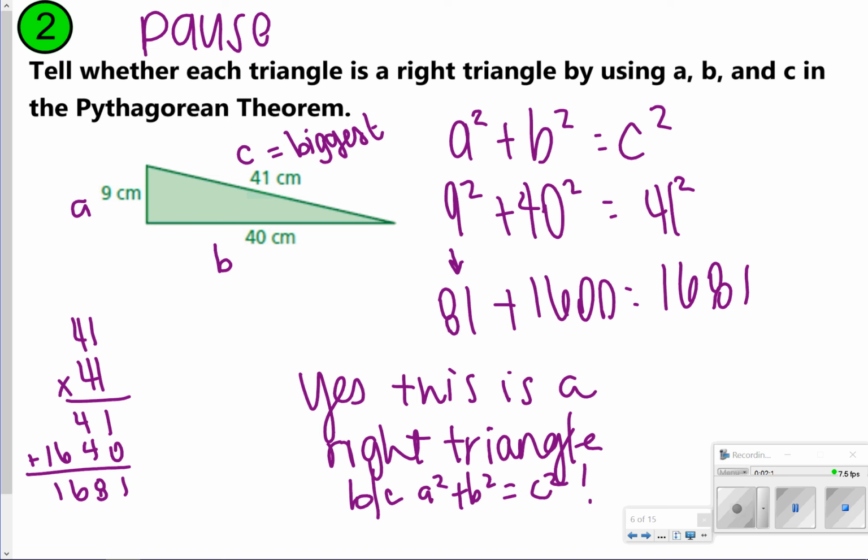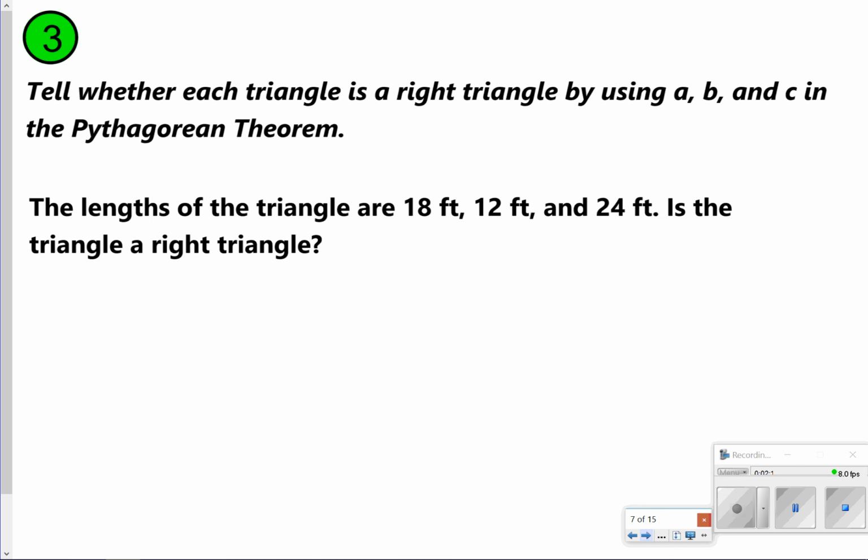Okay? Number 3 is the exact same way, except this time it doesn't give you a picture of it. Here are your lengths, 18, 12, and 24. Just remember, C is always the longest length in the event that you're given lengths for a triangle to see if it's a right triangle. Let's go ahead and pause the video here for number 3 so you can try it, and once you're done, click play to check your work.